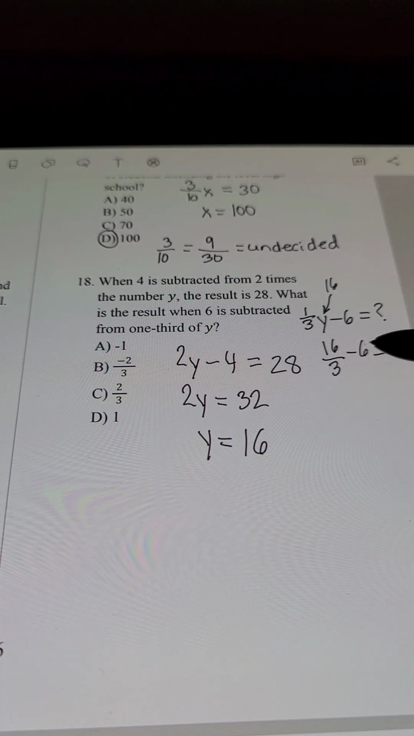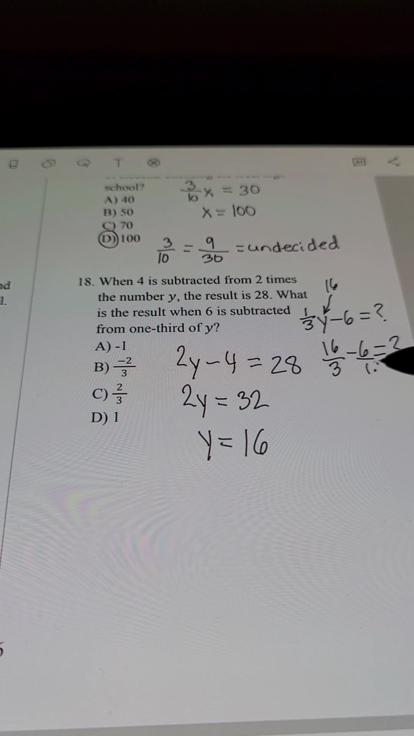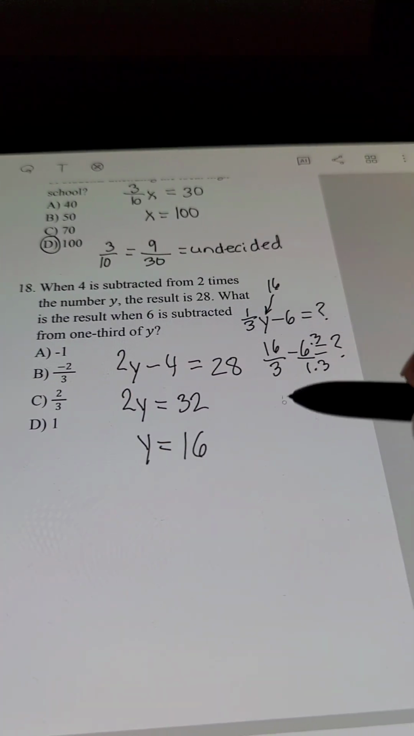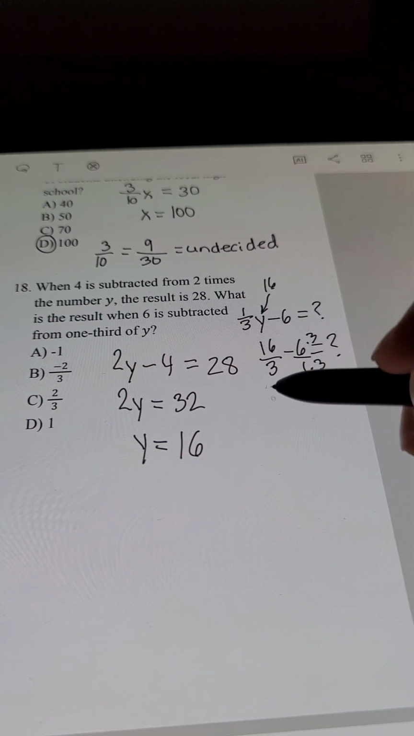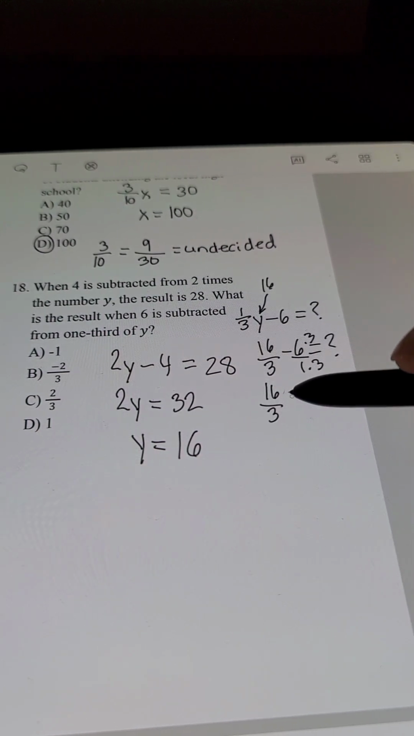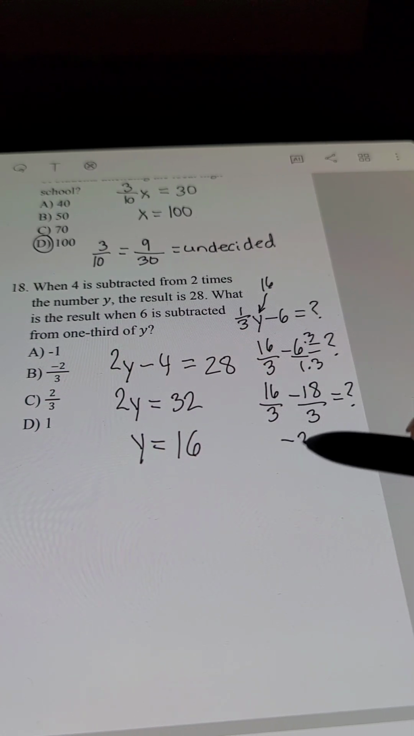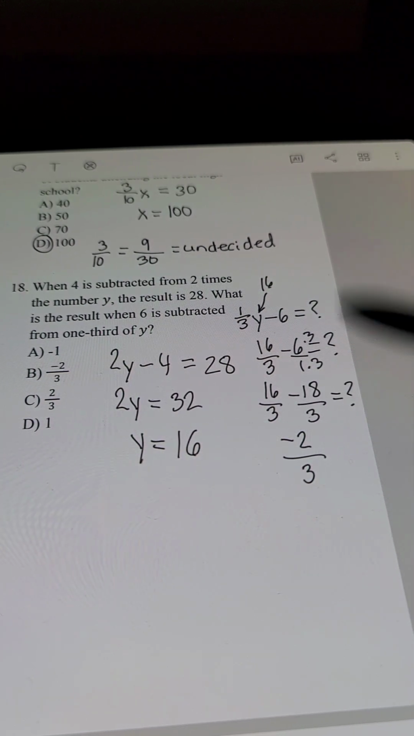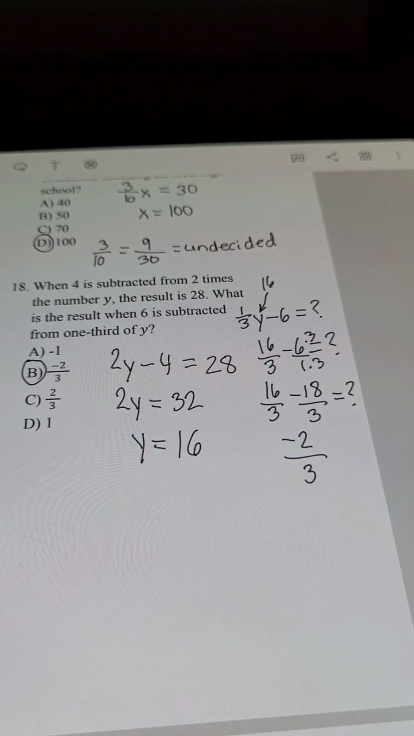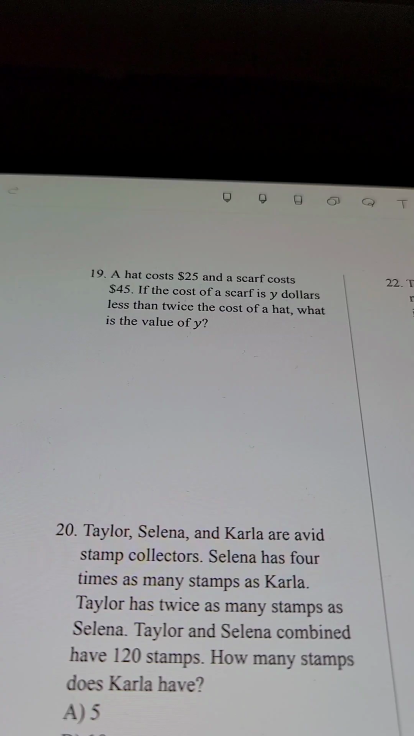So now, 6 is the same thing as 6 over 1, but if I'm subtracting with fractions, I have to make sure I have a common denominator. So I'm going to multiply by 3 on top and bottom, and that's going to give me 16/3 minus 18/3, and that'll answer my question. So then I subtract to get my numerator as -2, and then my denominator stays the same as 3. So it would be -2/3 as my answer.